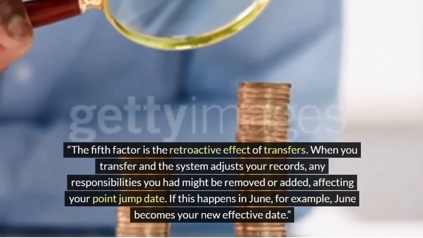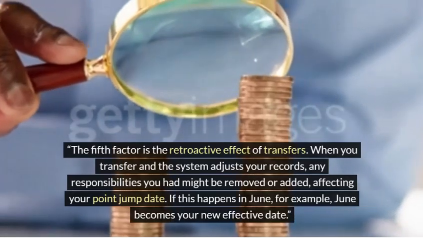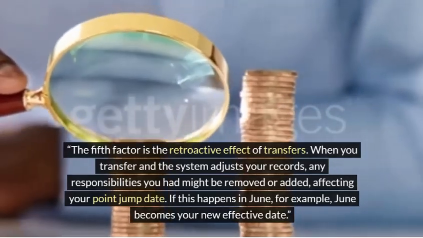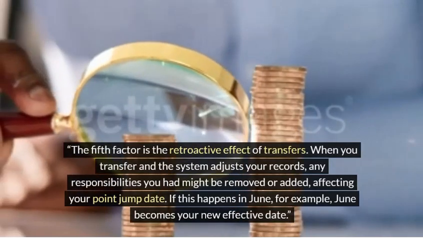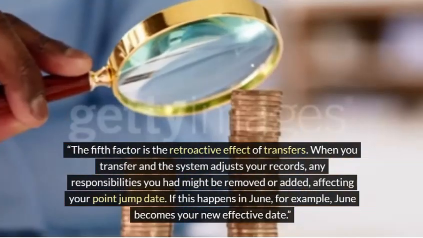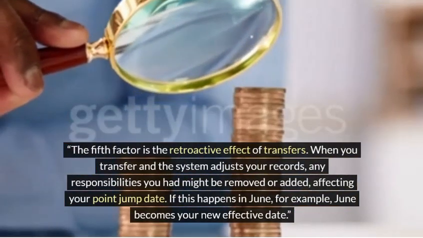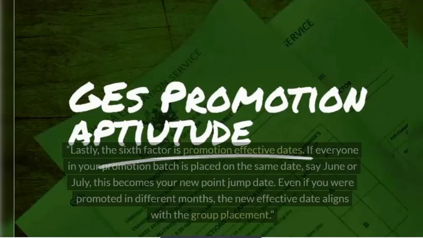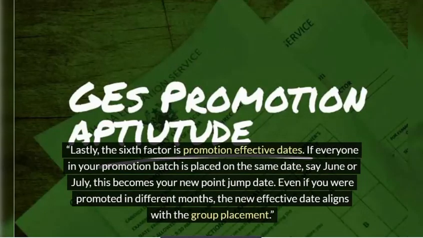When you transfer and the system adjusts your records, any responsibilities you had might be removed or added, affecting your point jump date. If this happens in June, for example, June becomes your new effective date. Lastly, the sixth factor is promotion effective dates. If everyone in your promotion batch is placed on the same date, say June or July, this becomes your new point jump date. Even if you were promoted in different months, the new effective date aligns with the group placement.